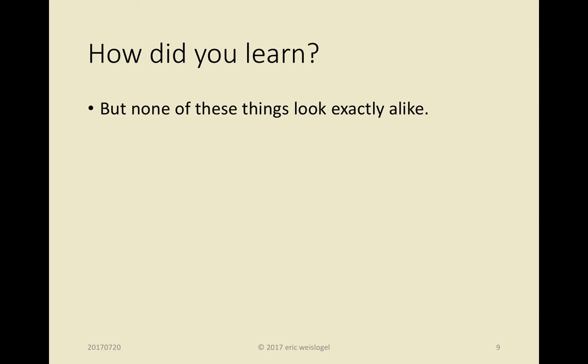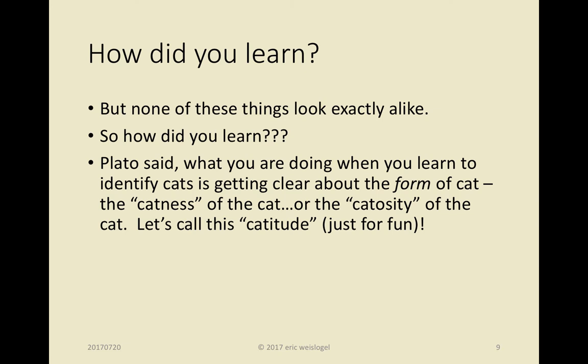Well, Plato says that what you're doing when you learn to identify cats is getting clear about what he called the form or the idea of a cat. Call it catness, or the catosity of the thing, or the catitude, let's call it for the heck of it. You're starting to grasp this form or this idea of a cat. And the form, don't be confused, is not just the shape of the cat, because all those cats look different in their shapes. You couldn't draw a chalk line around the outside of them and get the same shape every time. No, something more than that constitutes the idea or the form of the cat.